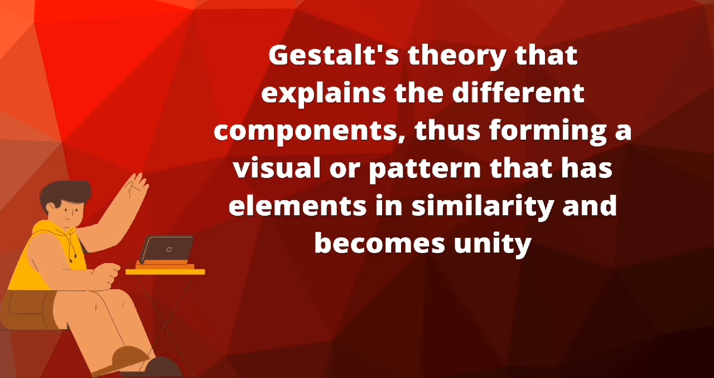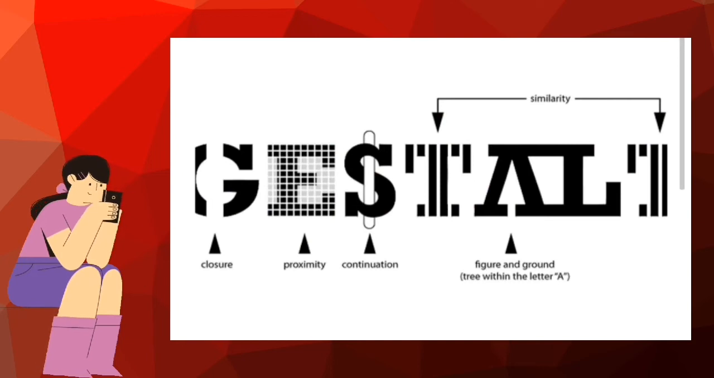Gestalt Theory explains how different components form a visual or pattern that has elements in similarity and becomes a unity. Okay, let's move on to the Gestalt principles. At first, look at the letter G with the closure principle.